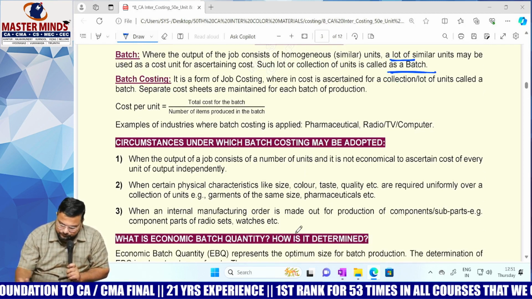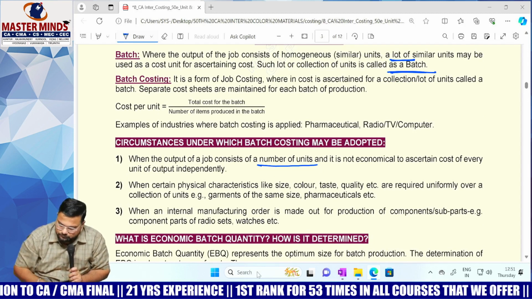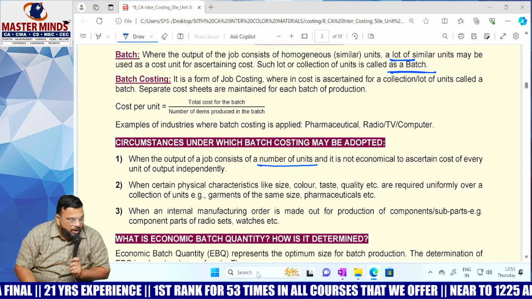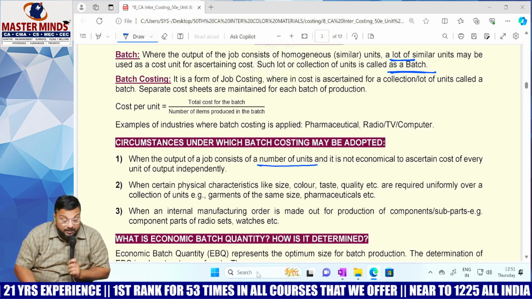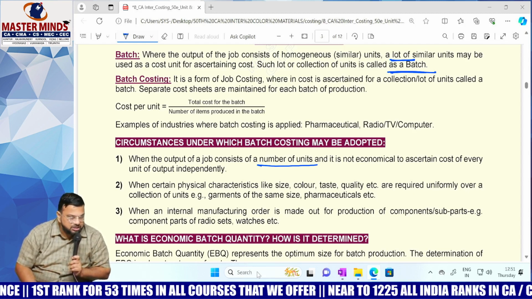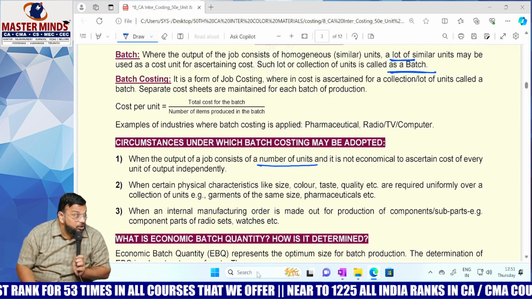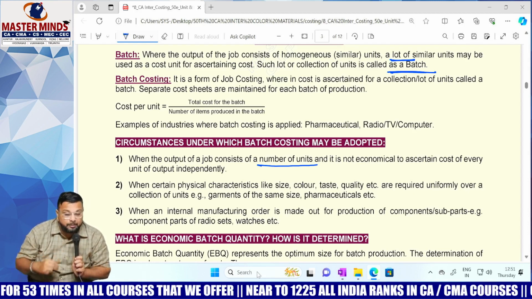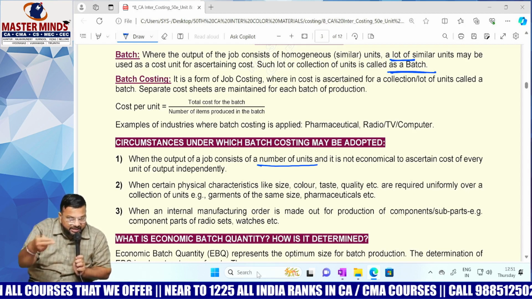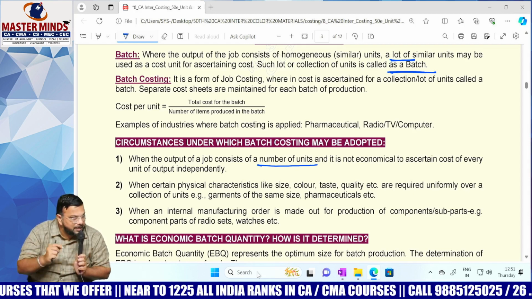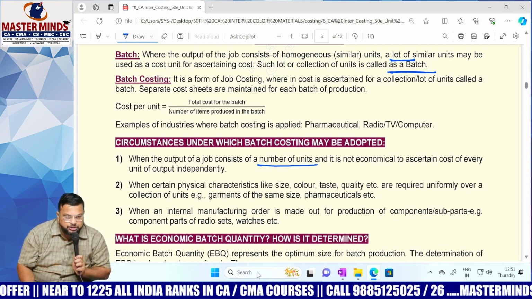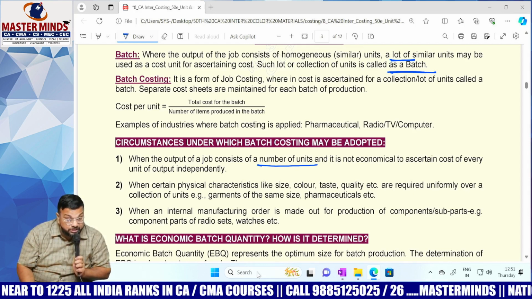When the output of a job consists of a number of units and it is not economical to ascertain cost of every unit of output independently. When you need to produce large quantity, it is uneconomical to produce one after the other. You have to produce a number of units at a time. Then only you will be able to produce units at less cost.